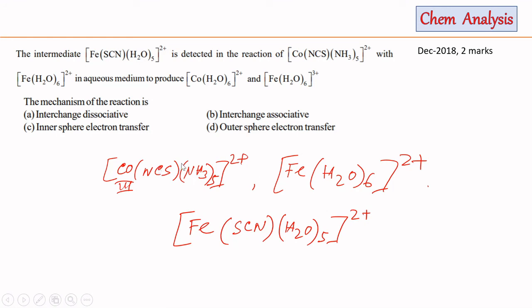Since there is a coordination of the ligand and ligand exchange, we can say that this electron transfer is inner sphere electron transfer, and we can say that this is an electron transfer since there is a change in the oxidation state of the two reacting metal centers. So it is not interchange dissociative or interchange associative. This is an electron transfer, and the electron transfer is inner sphere electron transfer.